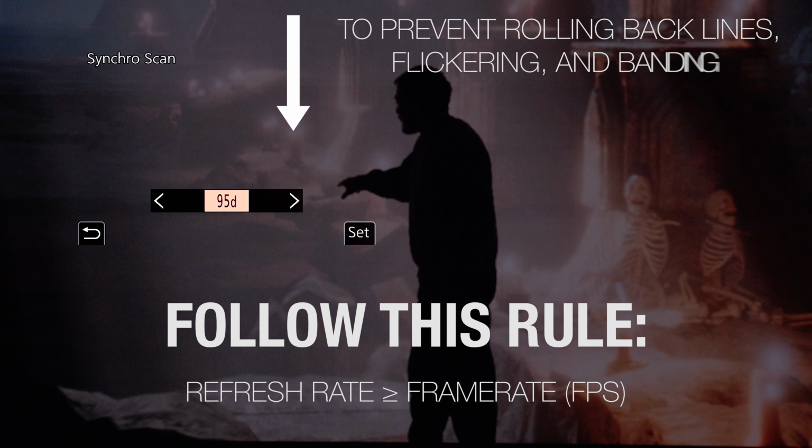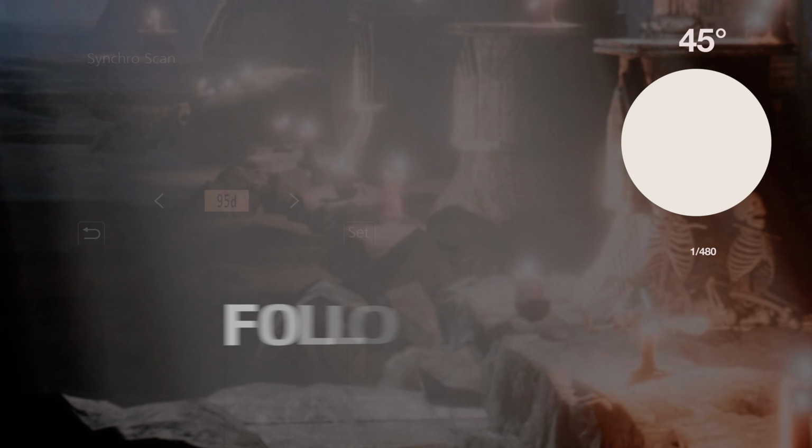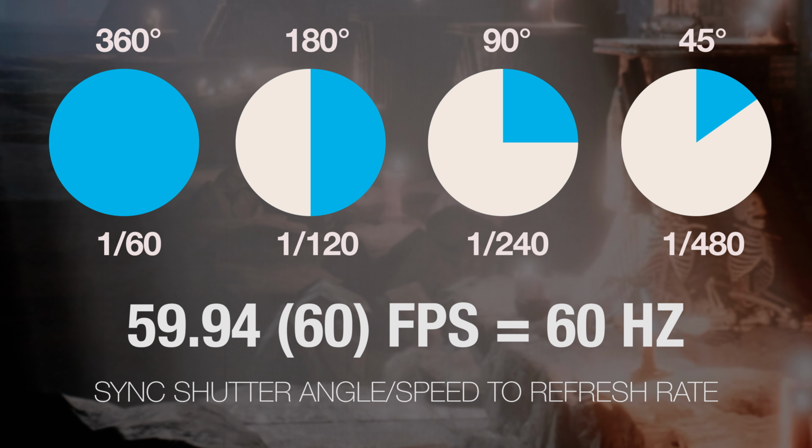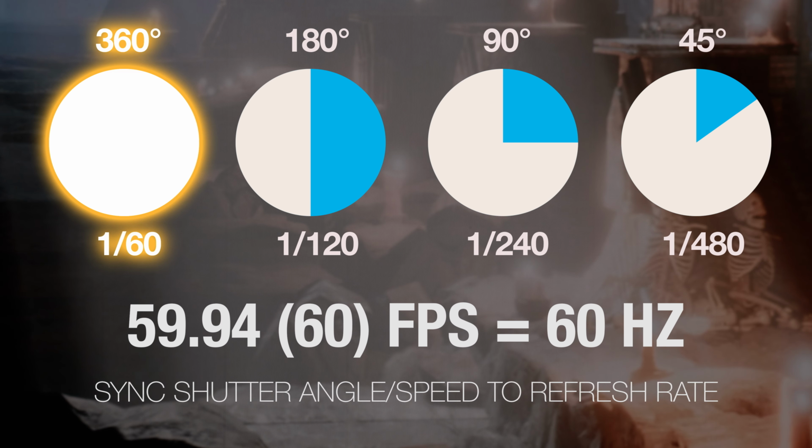Before we begin filming, we must sync our shutter speed or angle to the refresh rate of our LED wall. We'll be using a frame rate of 60 frames per second. So our shutter angle will be 360 and our shutter speed will be 1/60th, which is equal to our refresh rate of 60 Hz.